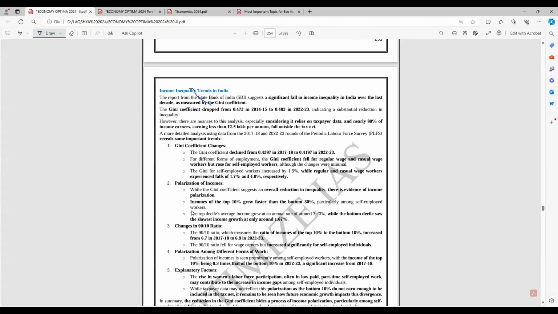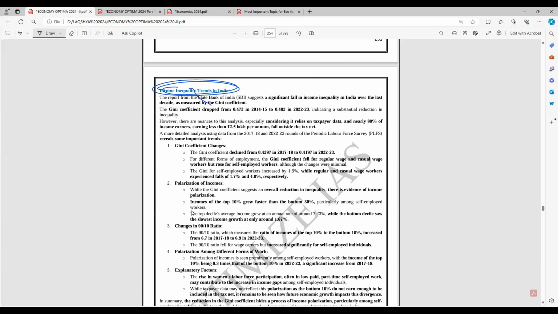Inequality, guys, I have told you inequality is a big concept. See, there is a lot of controversy that inequality in India is rising. Some reports say it is decreasing. Some reports say it is rising. It is very, very controversial. Because if you go to the global data sets, like the Oxfam report, like the Thomas Piketty report, they say that inequality in India is rising very sharply.